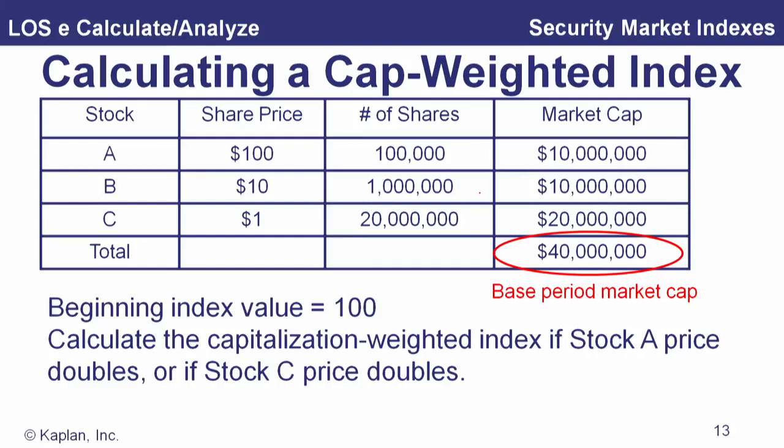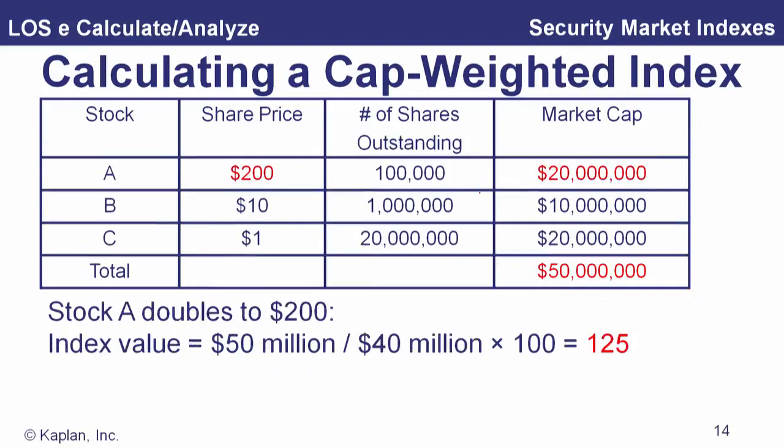So now let's try and calculate the capitalization weighted index if stock A's price doubles or if stock C's price doubles. So stock A doubles to $200 a share. The index value goes to 50 million over 40 million, and then we multiply that ratio times our base period index value of 100 and get 125. Well, we can see that the value of this index portfolio, this value weighted index, has gone up 25%.